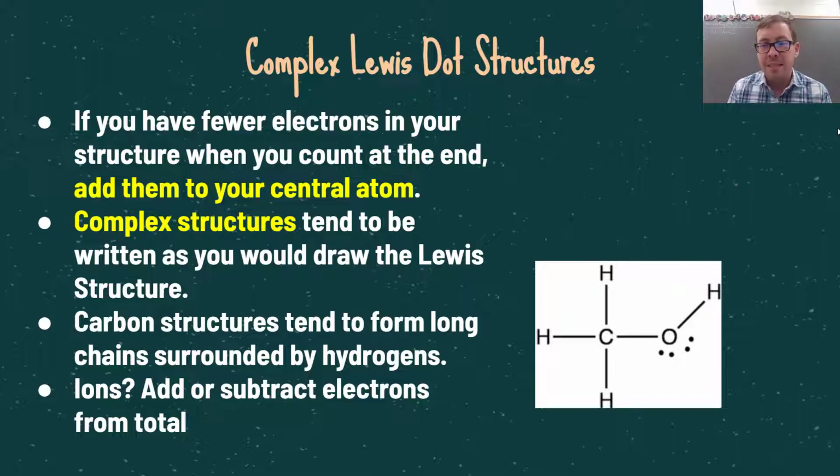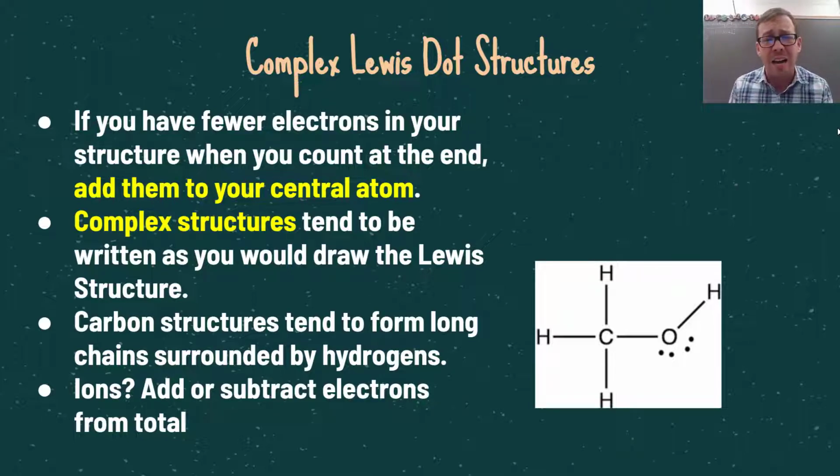So if you think about that, CH3, if you split that right down the middle, you have your CH3 on the left side and then your OH towards the end. So carbon structures tend to be written as you would draw the Lewis dot structure. You'll see this a little bit more in practice, but complex structures, especially carbon structures, tend to form long chains of carbons that are surrounded by hydrogen. So if you see something like C8H18, basically you're going to draw 8 carbons in a single line and then add hydrogens all around the outside.